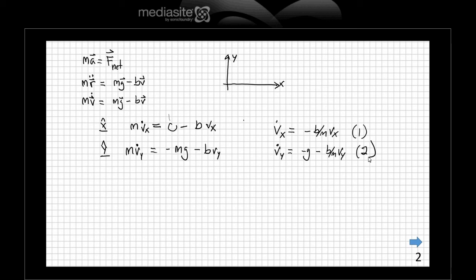So if we look at these equations and we're going to solve them, we want to identify a couple of things about the differential equations. First of all, they're first order differential equations. Second, they're uncoupled, meaning that the first equation only has Vx in it, and the second equation only has Vy in it. And how are we going to solve them? By just direct integration. We can just integrate those equations. So that's how we're going to solve those equations.